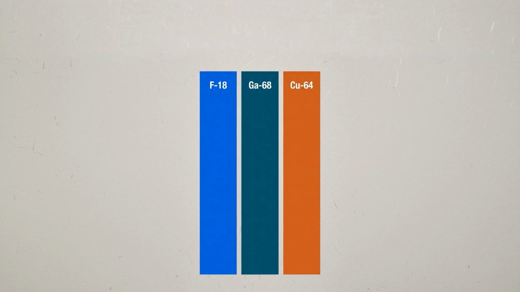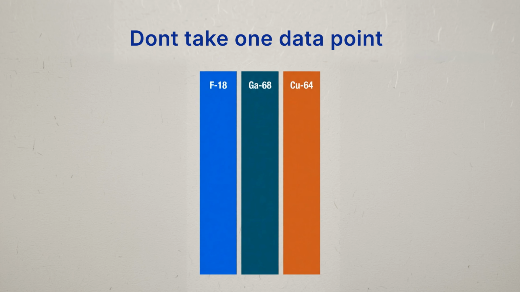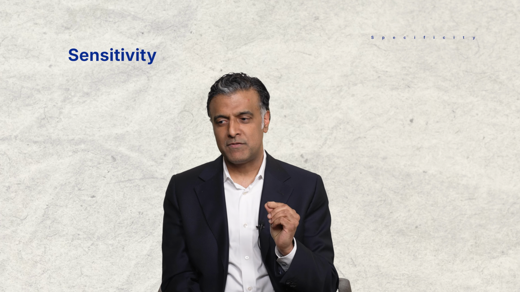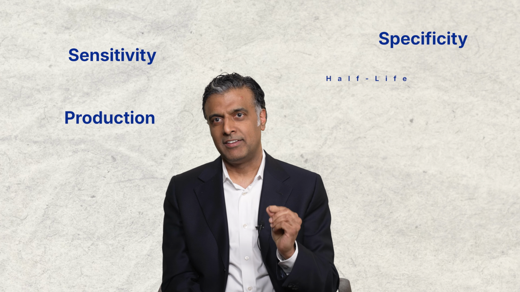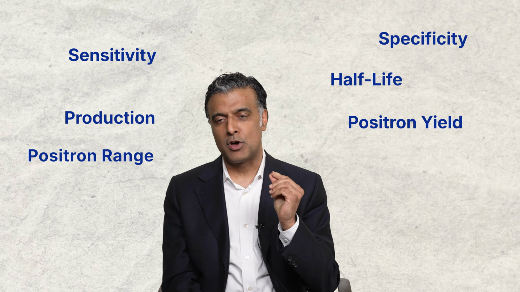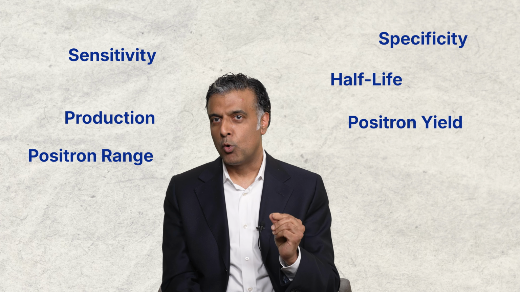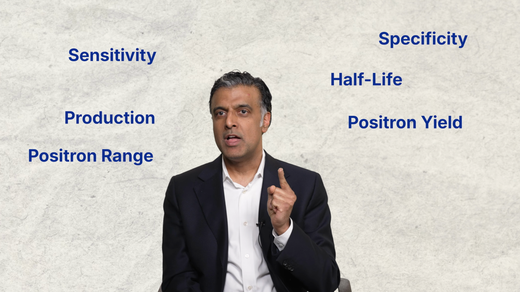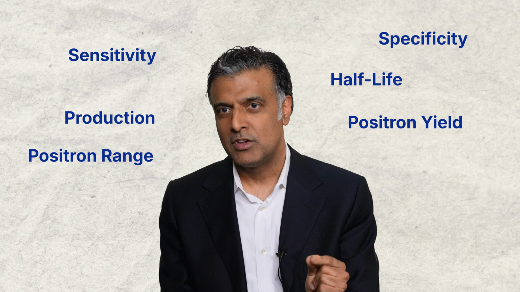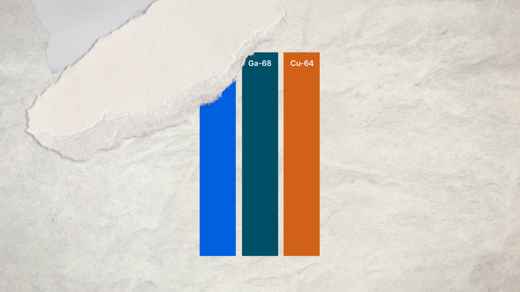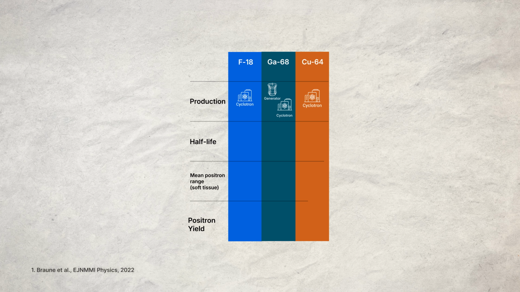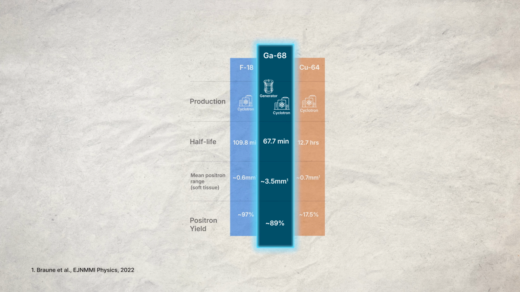The production matters. I think the very important thing a clinician should think about is don't take one data point. Sensitivity, specificity, production, half-life, positron yield, positron range, all those things are important. If you just take one thing and someone tells you this isotope has the best this, you're going to choose the wrong isotope. Step back, look at the characteristics of all the isotopes, and come up with a decision for your patient, for your practice. And for my practice, that would be gallium-68.